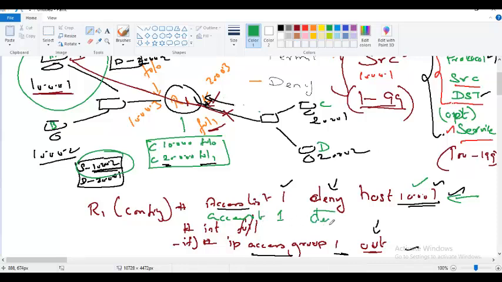I'm repeating. You have not written this. It is written implicitly. What? Implicitly means what? Without us writing.